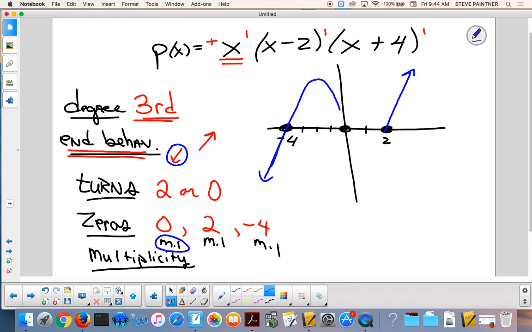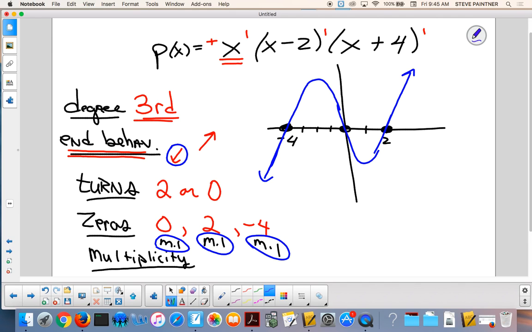Go through. Okay, go through. And then I got to turn the corner and come back to the 2. And do I go through? Yes. Or do I bounce? Well, if you have multiplicity as odd, odd, odd, you're going through every time. So you go through. And there you go.